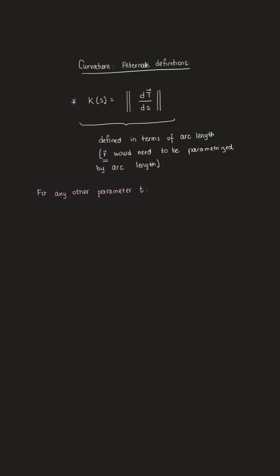So for any other parameter t, let's take a look at this derivative of our unit tangent vector with respect to s. Using the chain rule, we can write this as the derivative of T with respect to a new parameter, lowercase t, times dt/ds, right? We're assuming t is this intermediate variable, and we want to redefine our vector function in terms of t rather than s. And so here we've applied the chain rule to rewrite our formula for curvature.